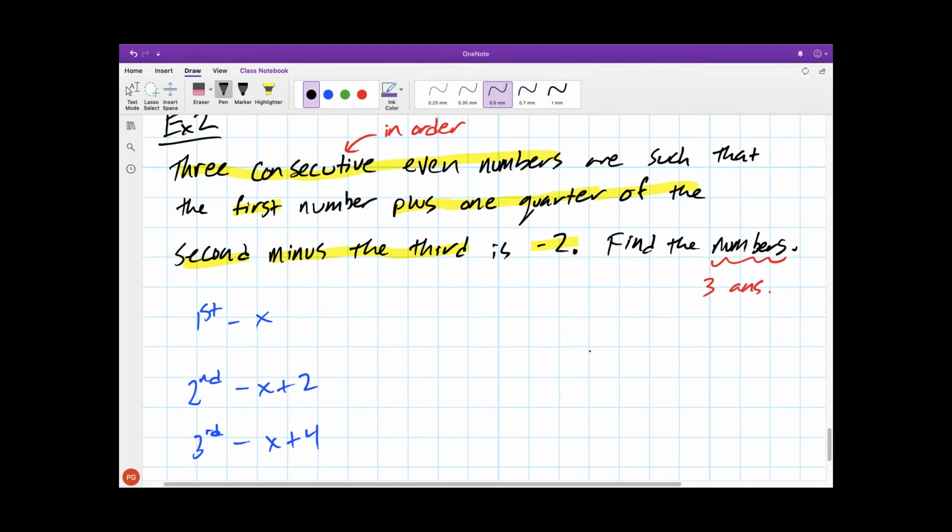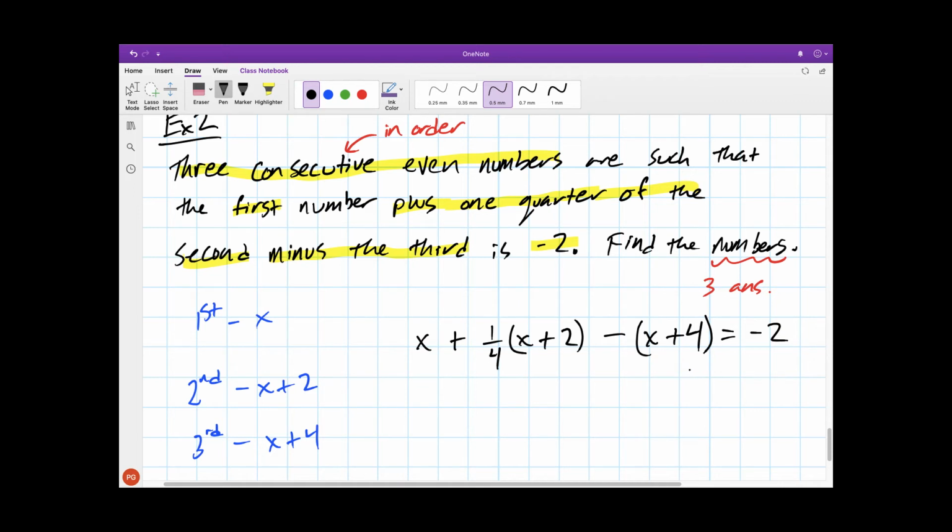Now putting these all together into an equation, we're told that the first number plus 1/4 of the second, so our first number plus 1/4 of the second number here, so there's our second number, 1/4 is just 1/4, and then we're minusing the third number. And all of this together is -2. Now before we move on, we have to be careful. This 1/4 is not just 1/4 of x, it's 1/4 of this whole number, so we need to put brackets. And same thing with our minus, it's not just minus x plus 4, it's minus this whole thing.